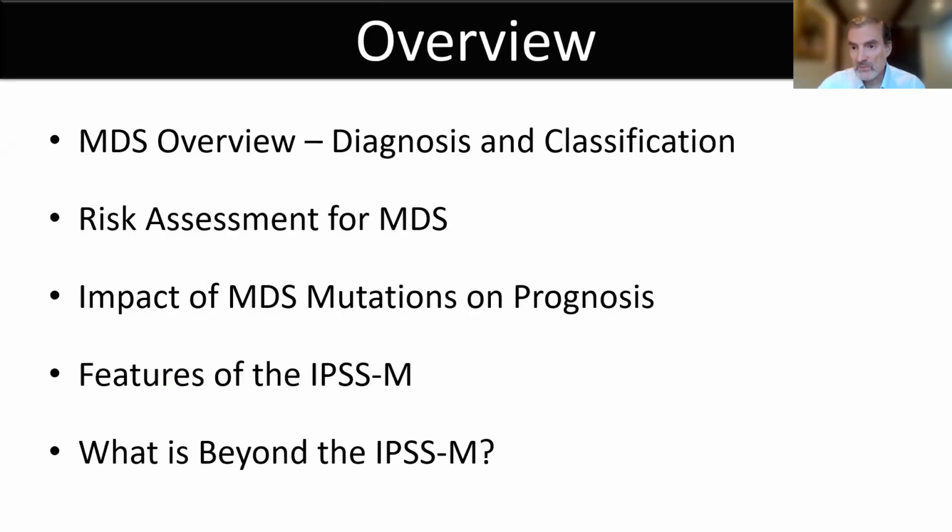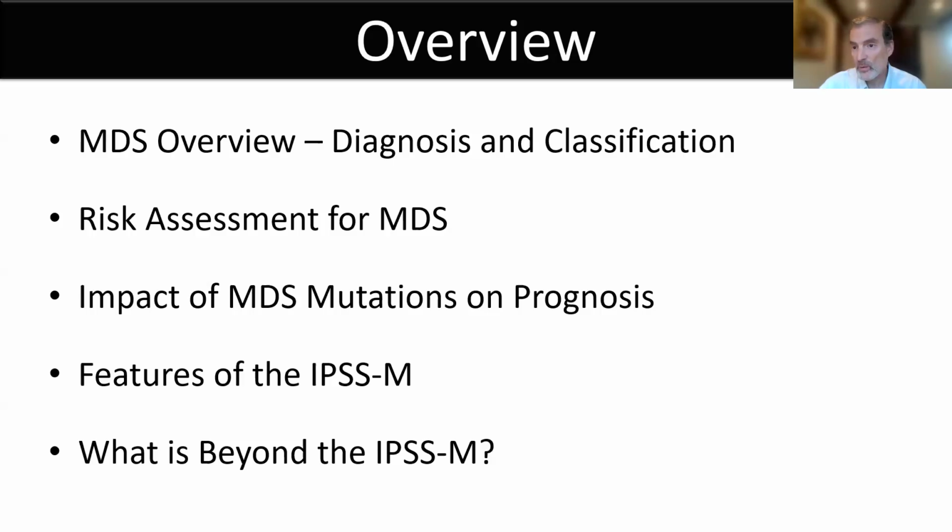I'll start by taking a step back and giving an MDS overview. I know that may be a little bit basic for some of you, but in case there are folks here who really haven't heard this, I'll give it to you from my perspective. I'll talk about how we make the diagnosis, how we classify MDS, and how that's different from assessing risk in this disease. I'll focus on mutations, DNA mutations, that strongly impact prognosis and sometimes give us some insights into how to treat patients as well.